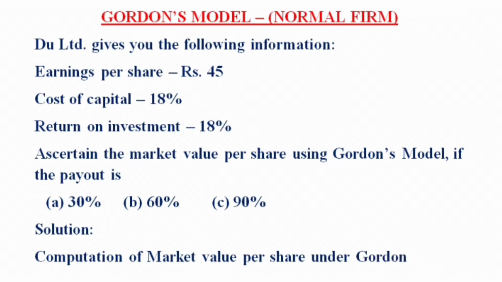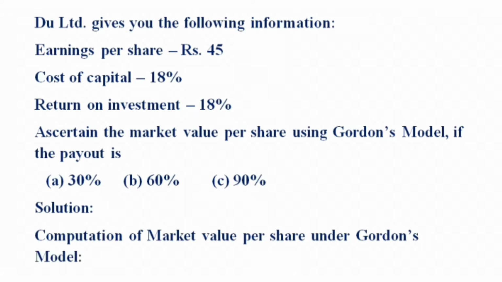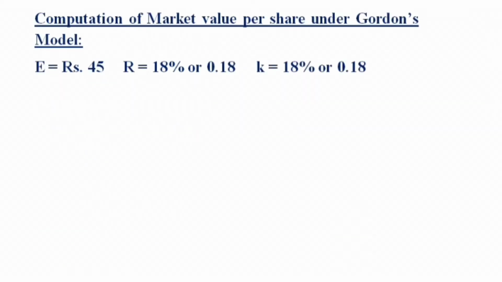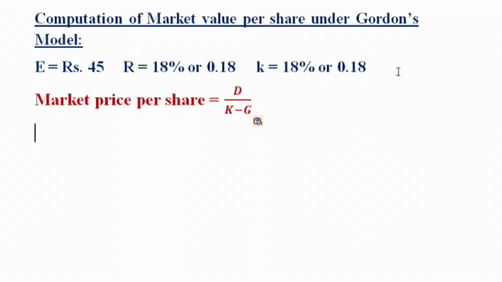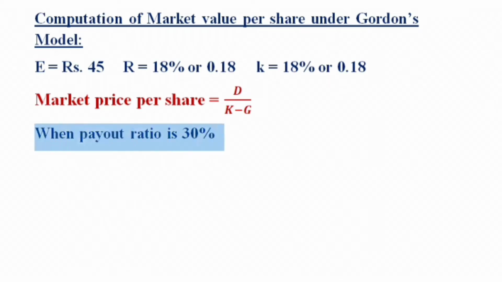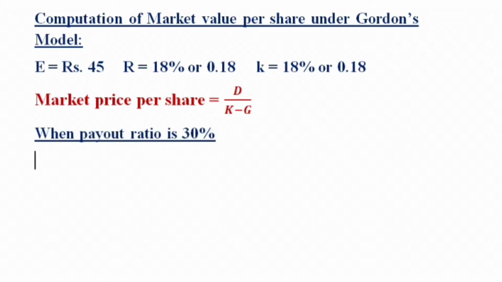So let me prove it by calculating the market price for different payout ratios with the help of the Gordon model. Earnings is rupees 45, R is 18 percentage or 0.18, K is 18 percentage or 0.18. We know the formula for calculating market price under the Gordon model, that is D divided by K minus G.